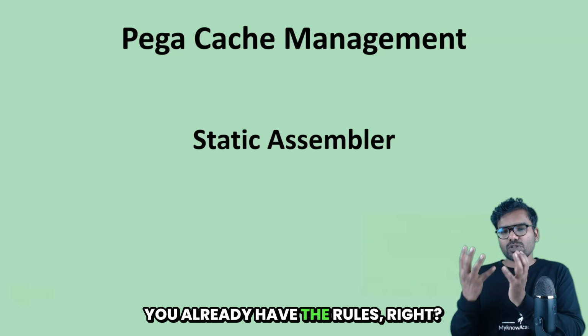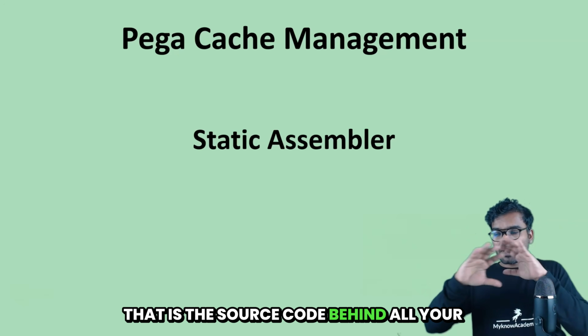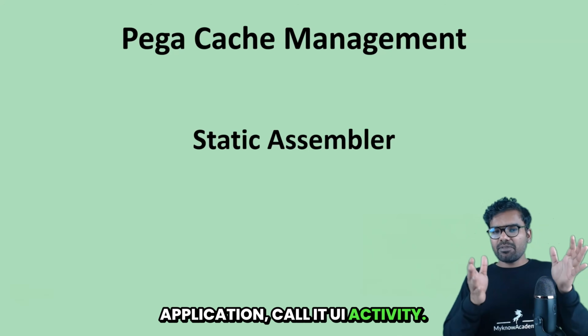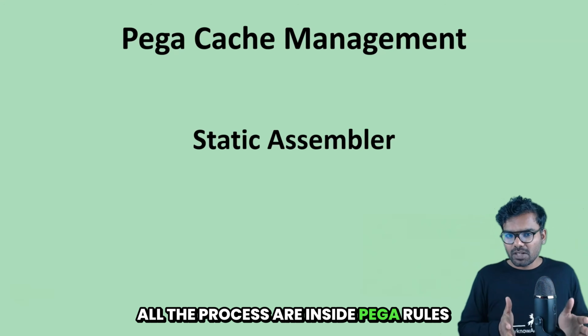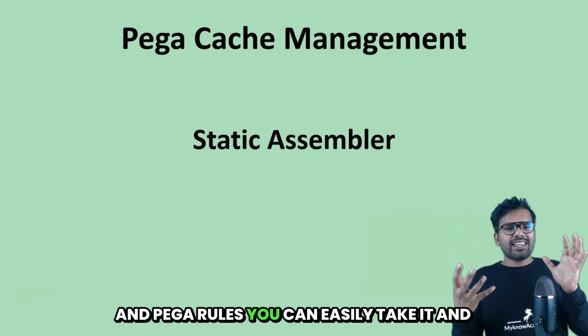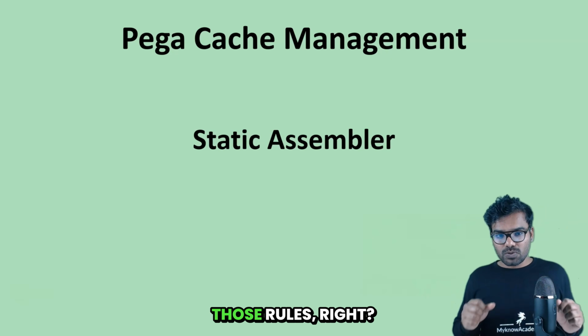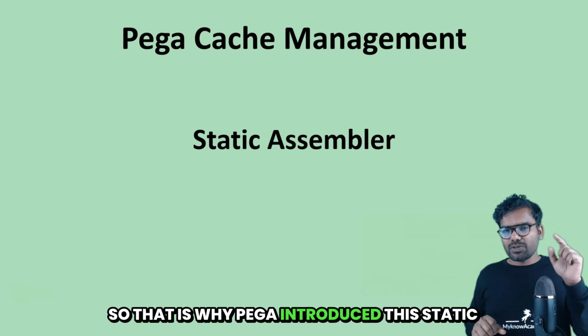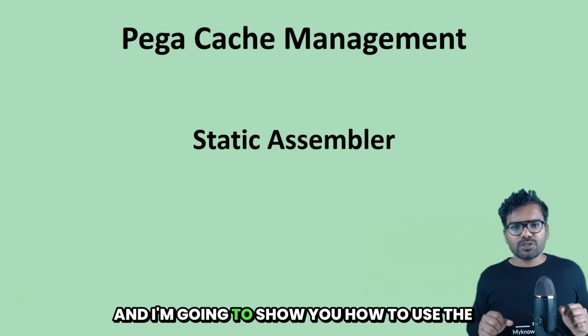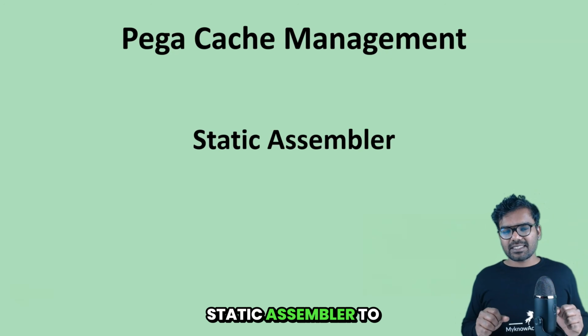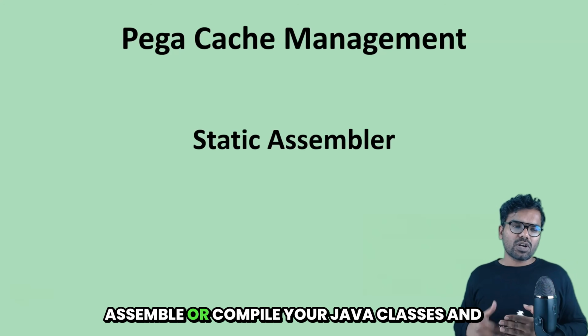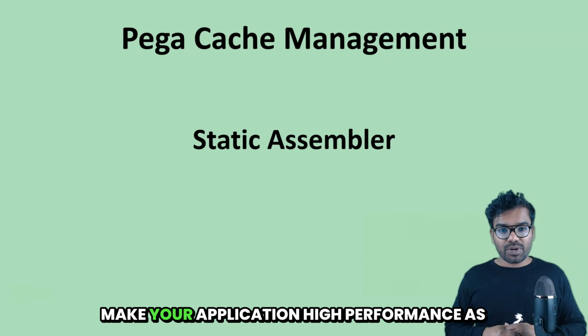You already have the rules, right? That is the source code behind all your application. Call it UI, activity, all the processes are inside Pega rules, and you can easily take them and compile the Java code in those rules, right? So that is why Pega introduced this static assembler, and I'm going to show you how to use the static assembler to assemble or compile your Java classes and make your application as high performance as possible.